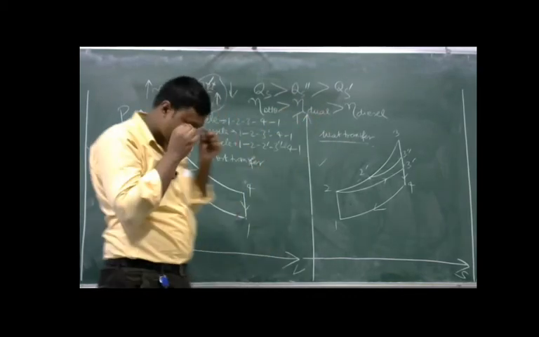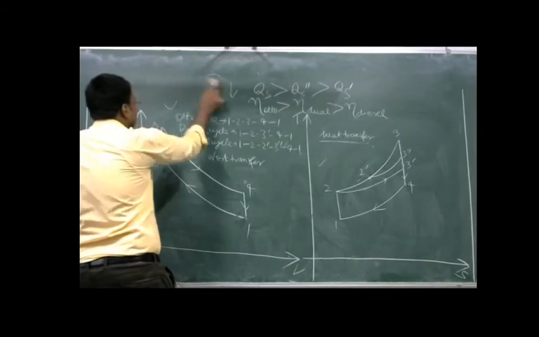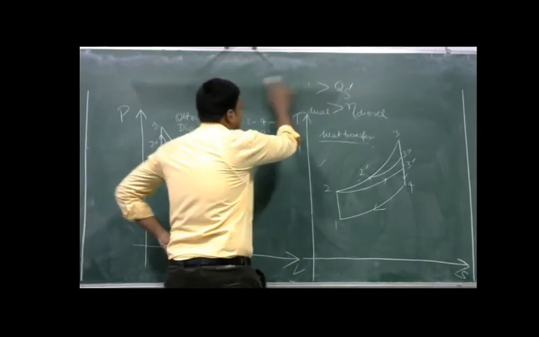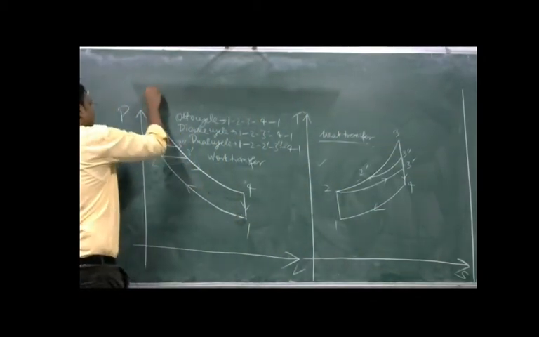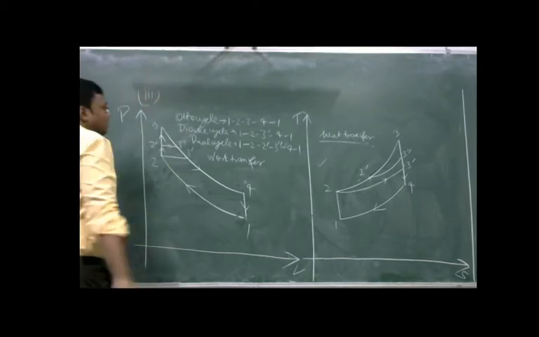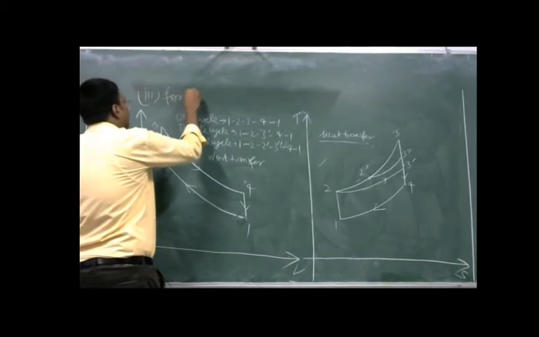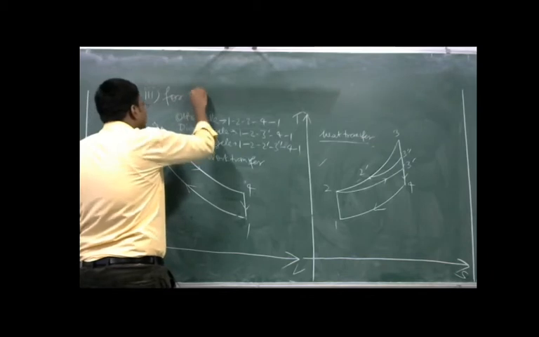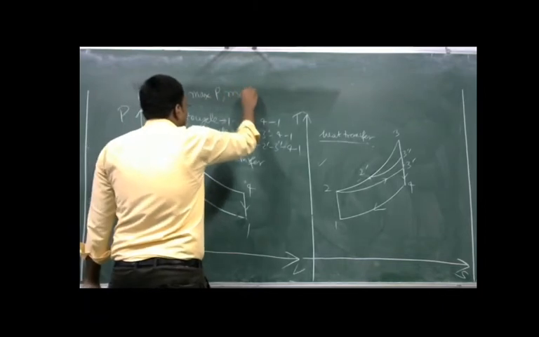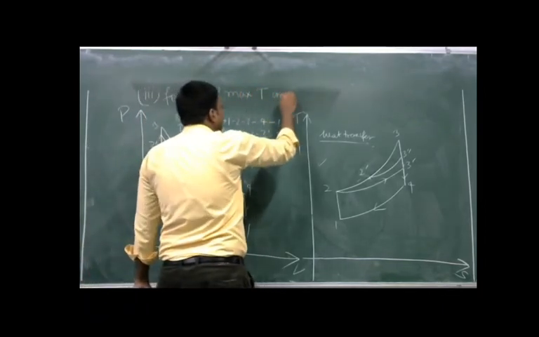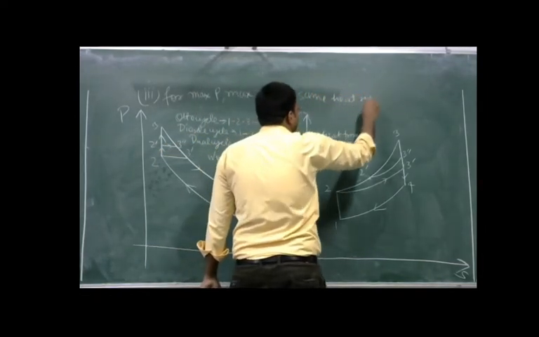Now I am moving to the next condition. The third condition: now we have to compare the efficiency of the Otto cycle, diesel cycle and dual cycle for maximum pressure, maximum temperature and same heat rejection.